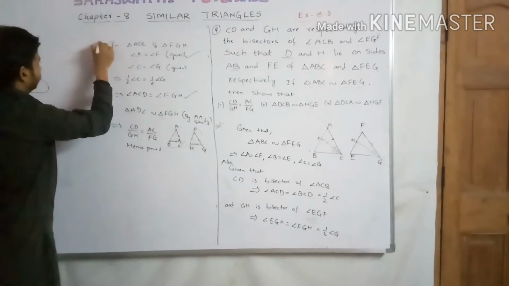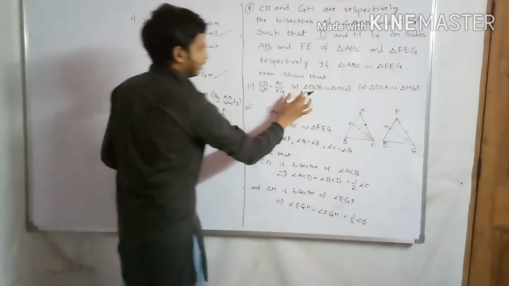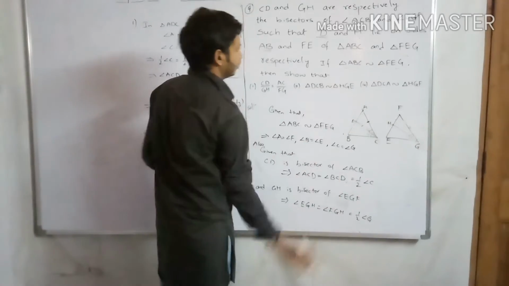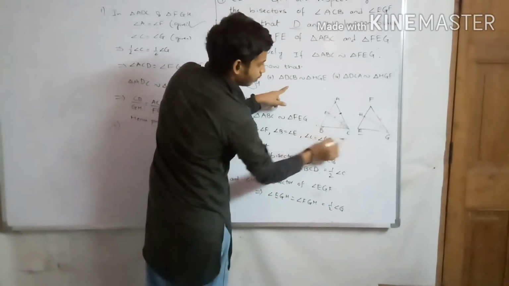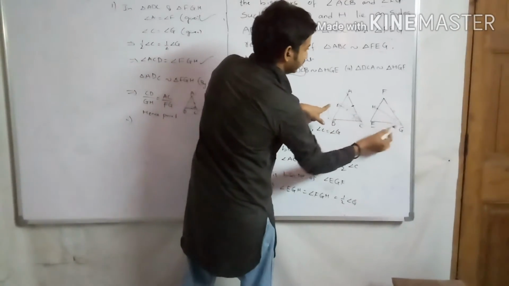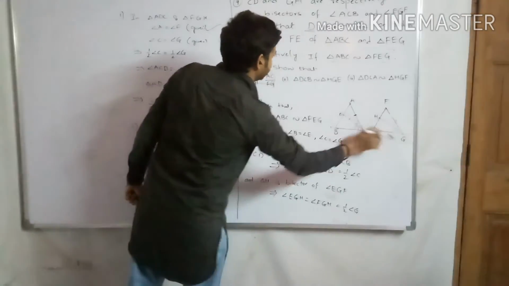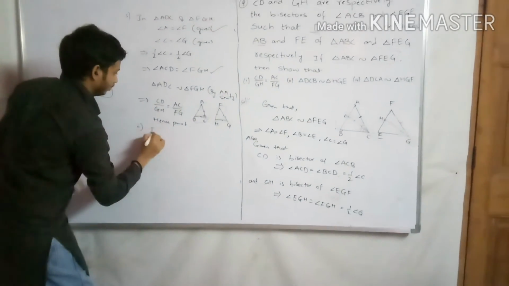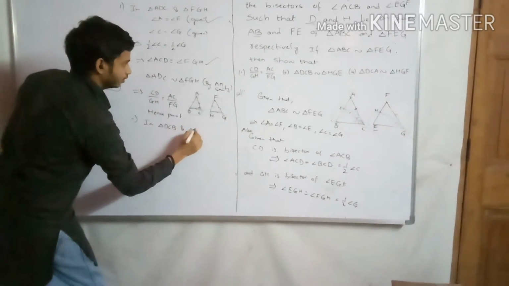Okay, so this is the first proof, and second is triangle DCB is similar to triangle HGE. We have to prove that triangle DCB, that means we have to consider this triangle, triangle DCB is similar to triangle HGE. So in triangle DCB and triangle HGE.